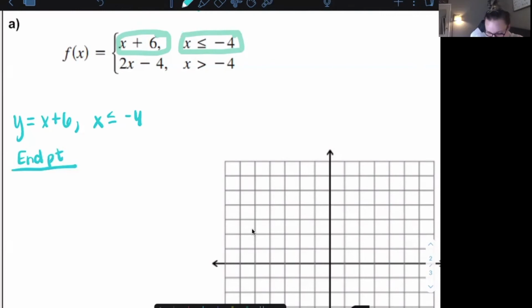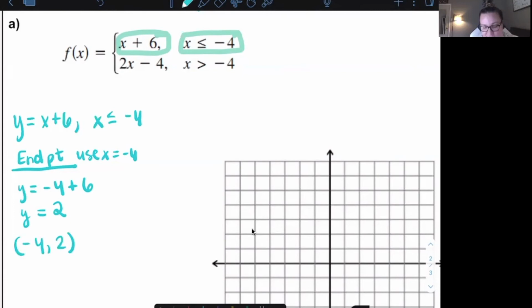And to find that endpoint, we're going to use x equals -4. We're going to use that restriction. So we're just going to plug in -4 for x into our equation. So then y would equal -4 plus 6, which is 2. So our endpoint has an x value of -4 and a y value of 2.